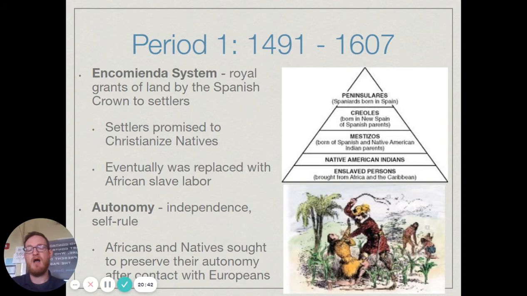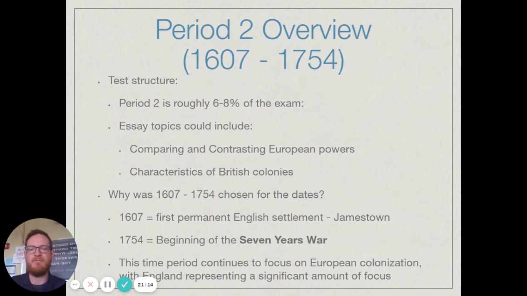As you can see, autonomy is a word that you may hear or see on the AP exam. Basically, what that meant is that Africans and Native societies tried to preserve their autonomy, their independence and self-rule. Again, they wouldn't be very successful in that, but they would attempt to do that after their contact with the Europeans. But you will see, even with the groups brought over to the New World, that they did their best to try to keep some of the customs and traditions that they had from home.